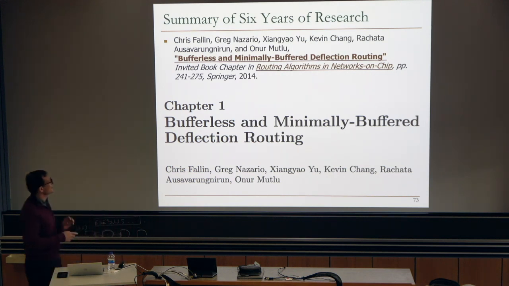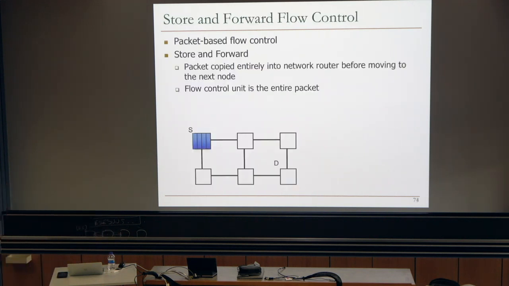Okay, let me go through some other forms of flow control, and then we'll finish today. Basically, once you decide you do buffering, you need to do something different. Buffering actually causes a lot of headaches, and you actually need to do things nicely. So store and forward flow control is a packet-based flow control method. Basically, how do you deal with the packets in the network when you have buffers? In this case, store and forward, you copy the entire packet into a buffer in the network router before it moves to the next node.